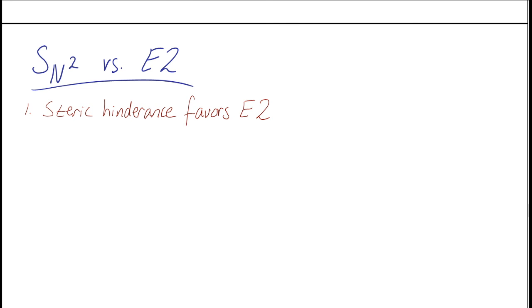favors elimination. In the previous section, we said steric hindrance makes SN2 hard because there's just not enough room for that nucleophile to get in there. But we didn't really talk about how that might work or why that might work, or how you could still have a situation where SN2 isn't really favored, or SN1 isn't really favored either. And in those cases, elimination is more favored.